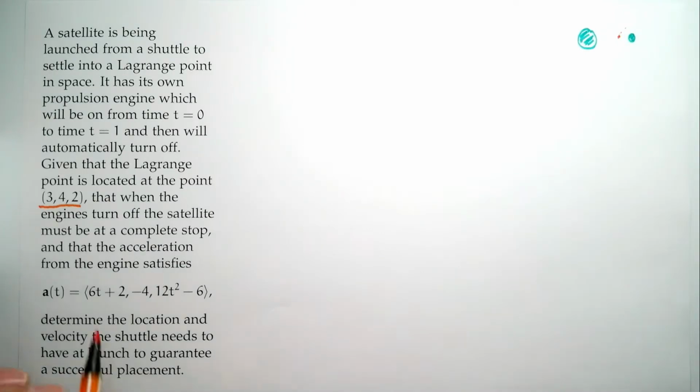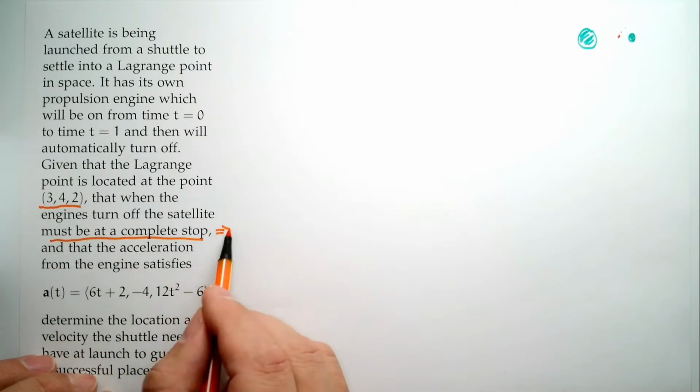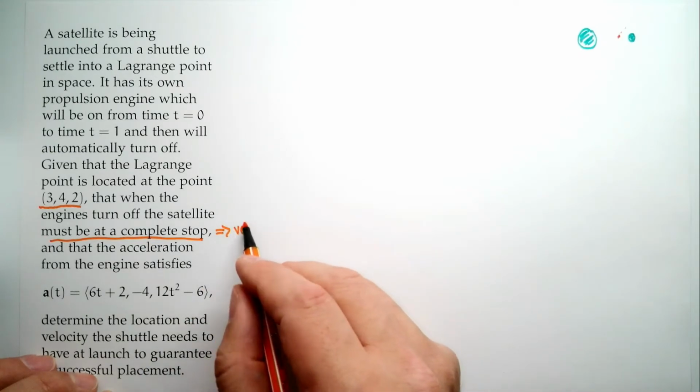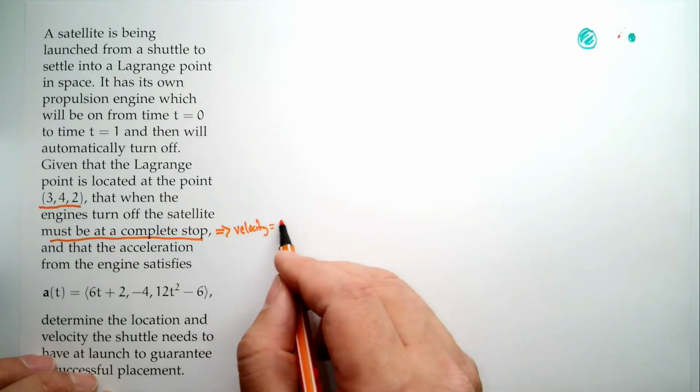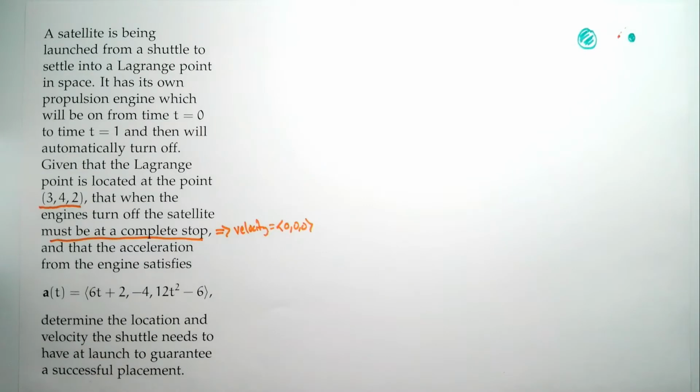So let's translate this idea. Must be at a complete stop. How do we rewrite that in terms of math? Velocity equals 0. So velocity at the stop point must be 0, which we represent by a vector of all 0 entries. And then we know the acceleration. We're given it to us. Acceleration is equal to that. So we know where we want to end, we know what our velocity is when we end, and we know what our acceleration is. What is it we're looking for?